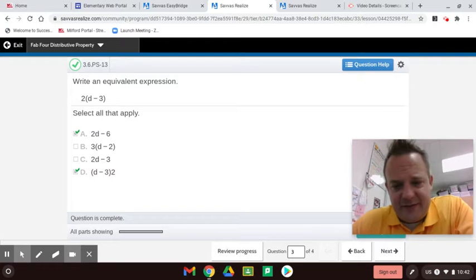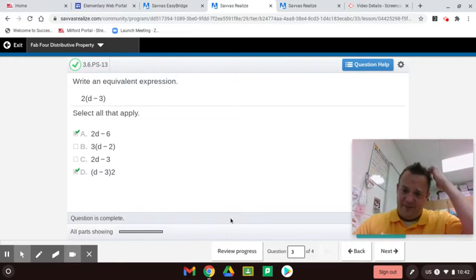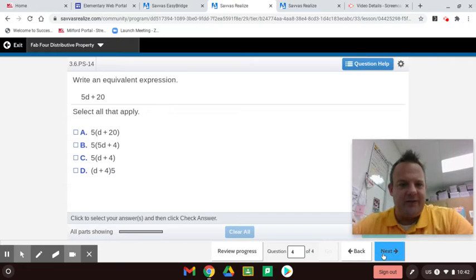So you sort of use process of elimination. Anytime they have those square boxes, that means there could be multiple answers.